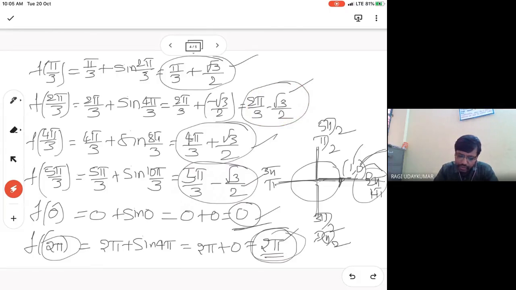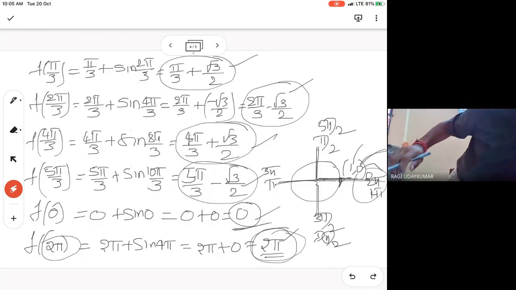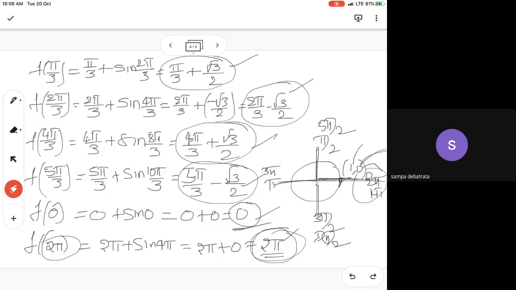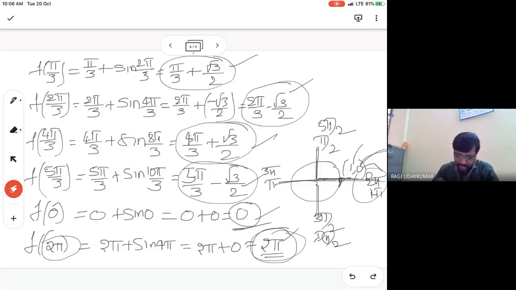And if you compare these two, this one and this one and this one, 2 pi is more. If you want, you can substitute the pi value as approximately 3.14 in these values, and then you will come to it. Okay. Yes, sir. So 2 pi is the maximum value, 0 is the minimum value. So this is the question. Did you understand this problem?